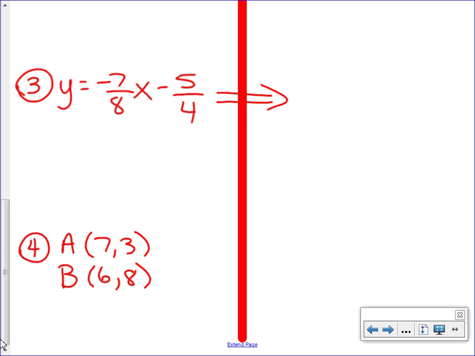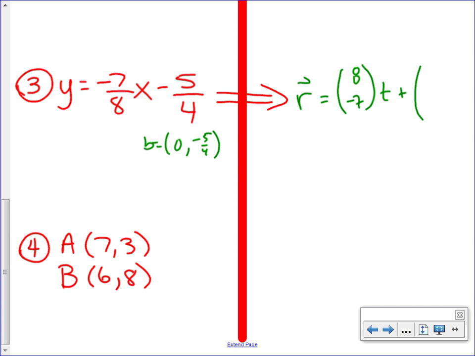Here we go. Direction vector is, yup, t plus. It is what it is because this b would have to be 0, negative 5/4, right? 0 over negative 5/4. That's it. You can have fractions? Heavens, yes! It's a good time.